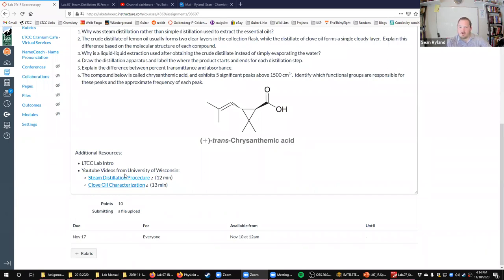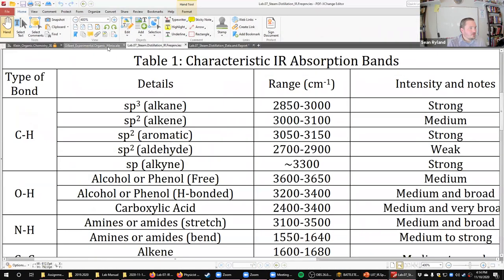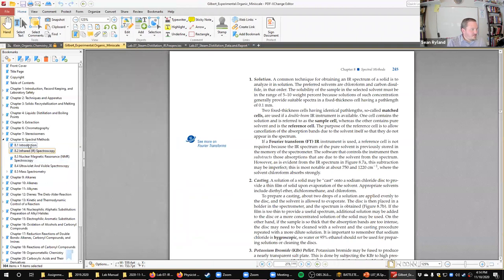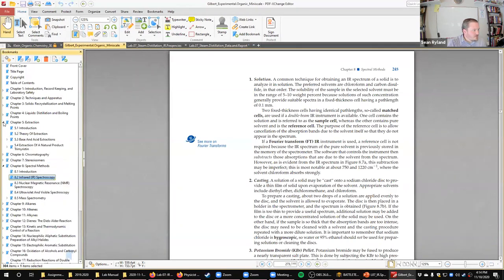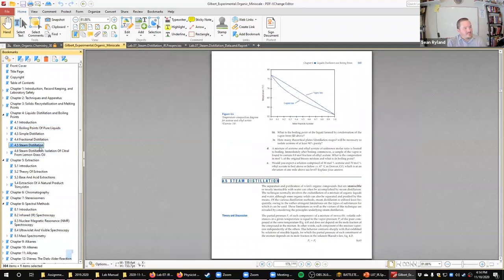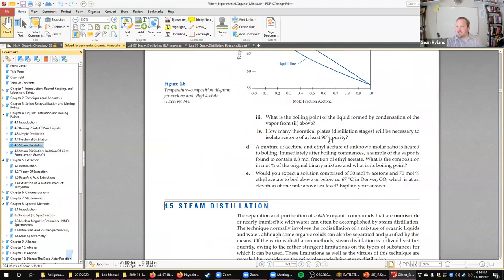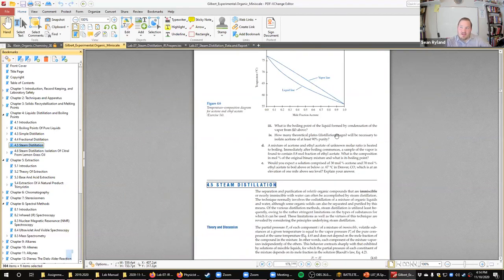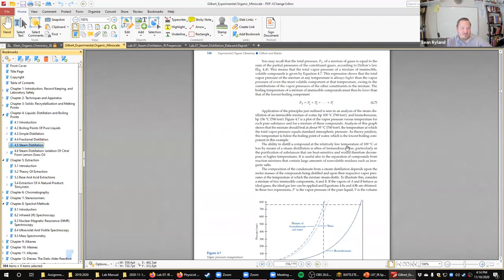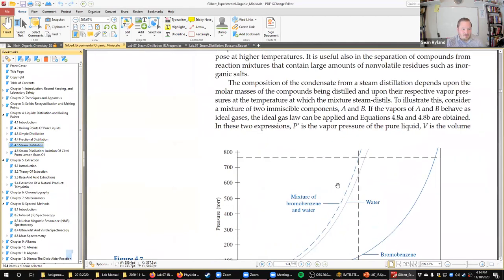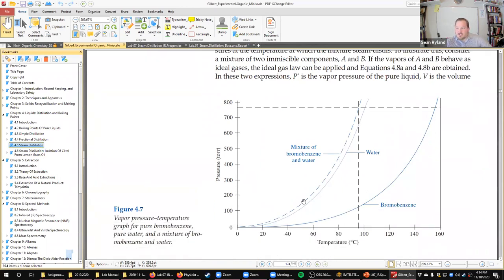You take cloves, you grind them up, you do a steam distillation, which is like a regular distillation, except the whole idea with the steam distillation is, in a regular distillation, the point is to separate two things that have a really different boiling point, right? We're almost doing the opposite here. We're using the fact that if you put water with something that has a much higher vaporization point, you actually get a mixture of both of the compounds.